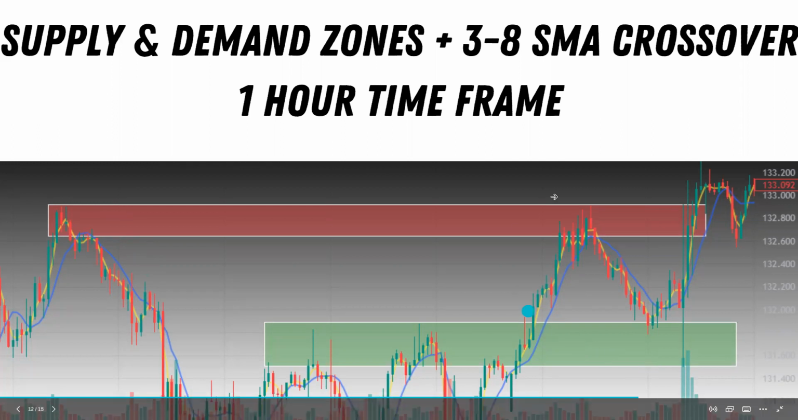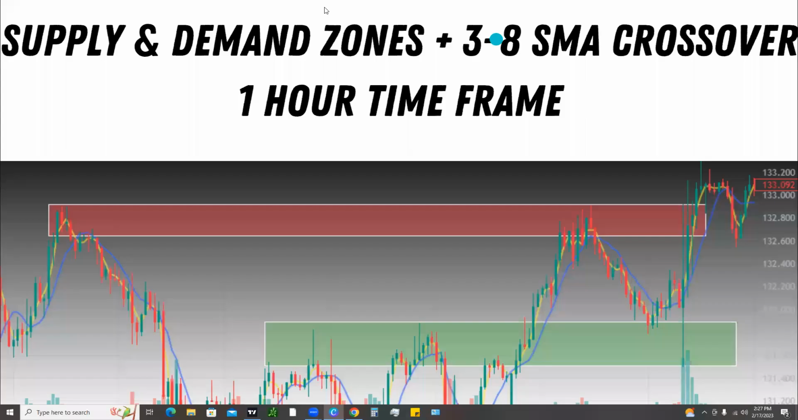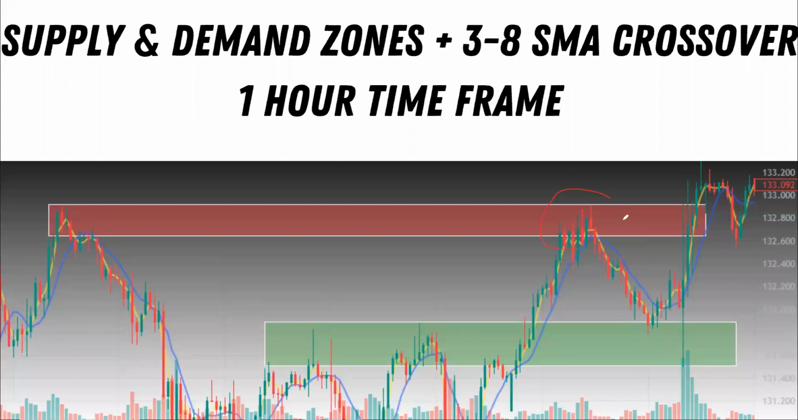So now we're going to combine this with our 3-8 SMA crossover strategy, and this is on the 1-hour time frame. Okay, time frames are going to be very relevant and pretty important, right? You want to pay attention to the different time frames. So we're using the supply zone strategy, knowing that we're looking to take a sell order somewhere in between here. Okay, and we would have a stop loss roughly outside of our supply zone. And we can see here, we get our crossover shortly afterwards. The 3 SMA crosses below the 8 SMA.